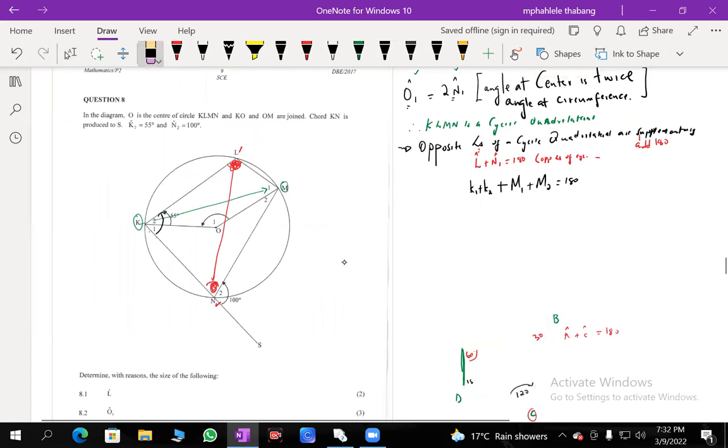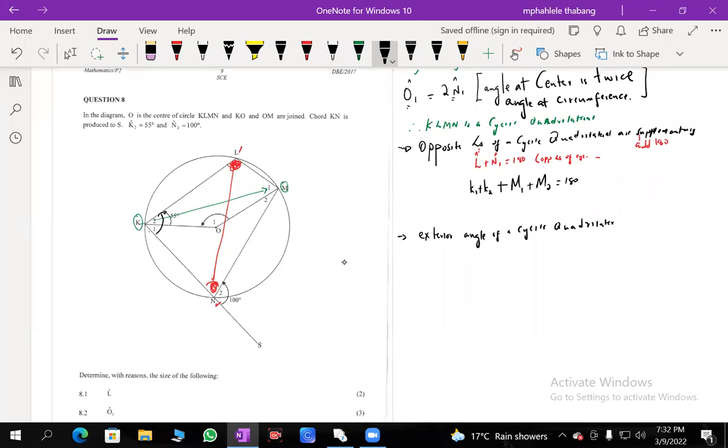Now we go. There is another theorem of a cyclic quad. It's not only about opposite angles of a cyclic quad. The other theorem states that the exterior angle of a cyclic quadrilateral equals the opposite interior angle.